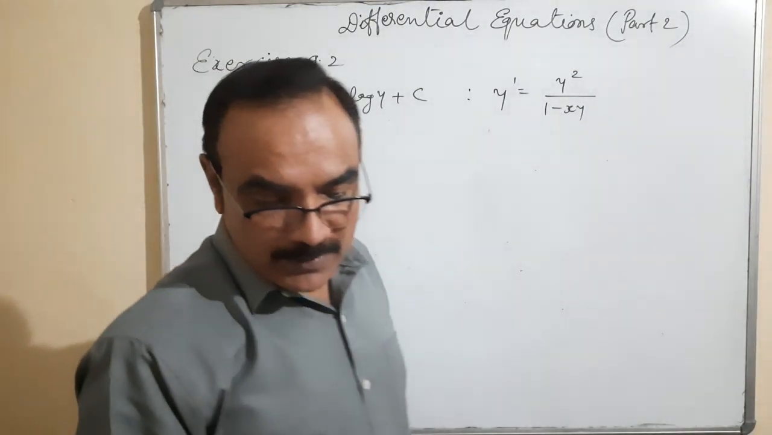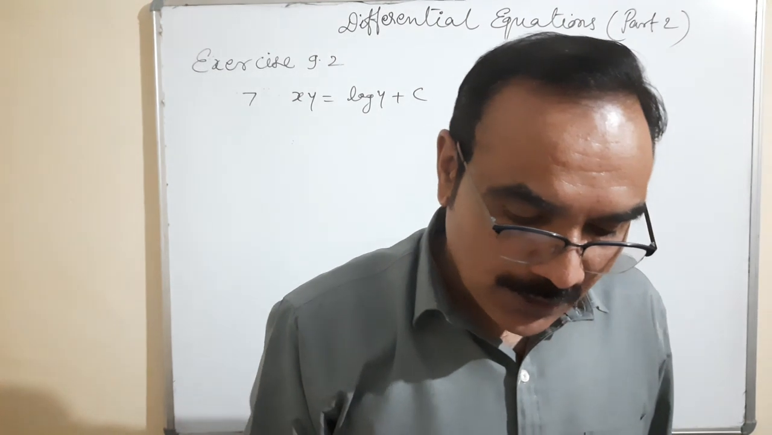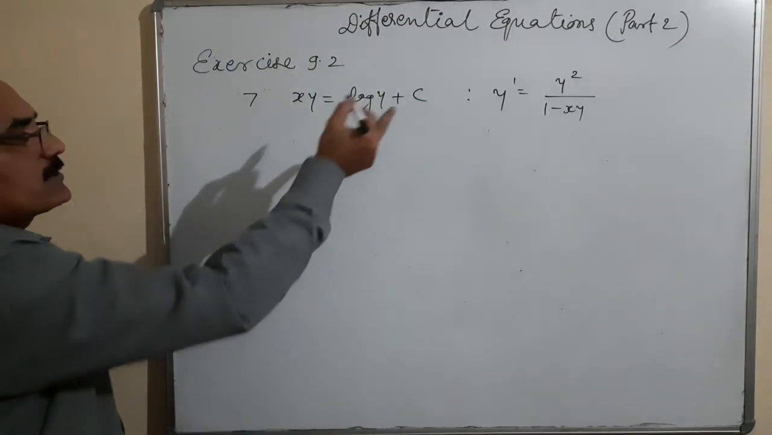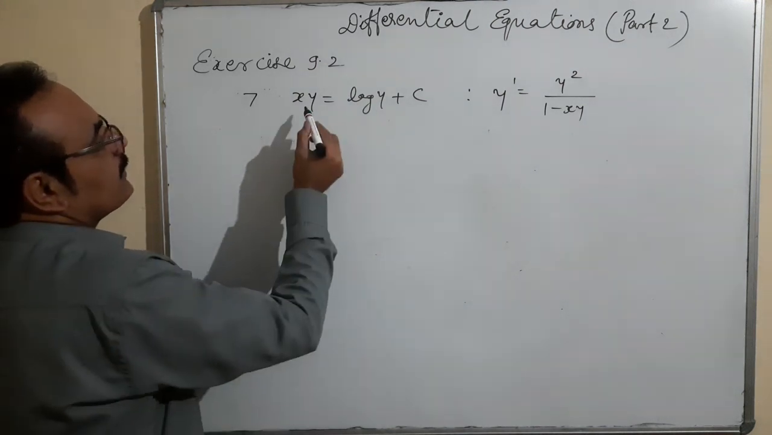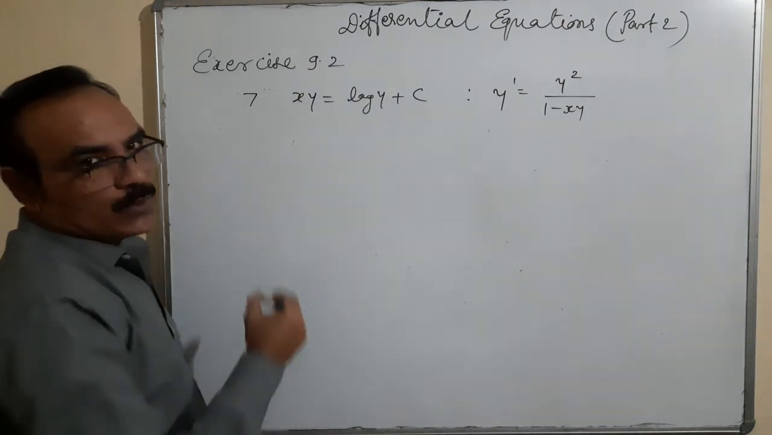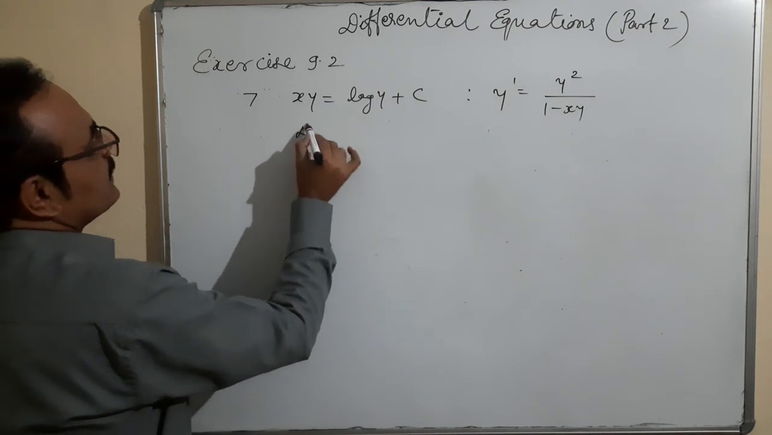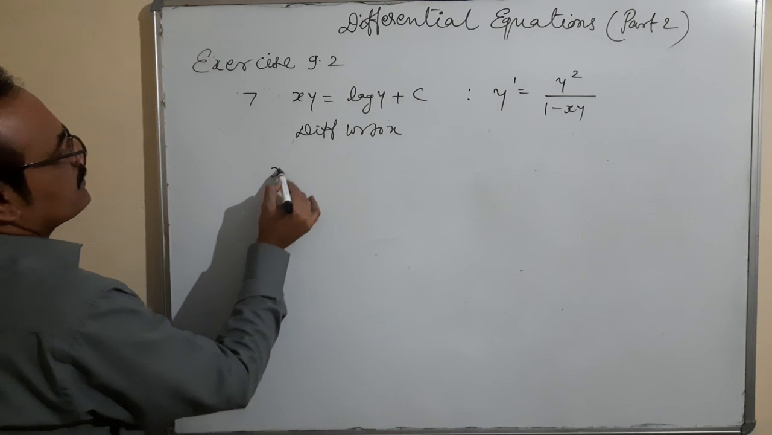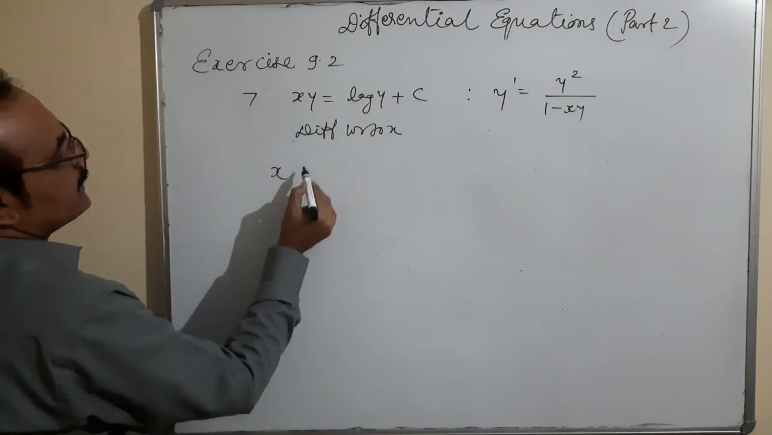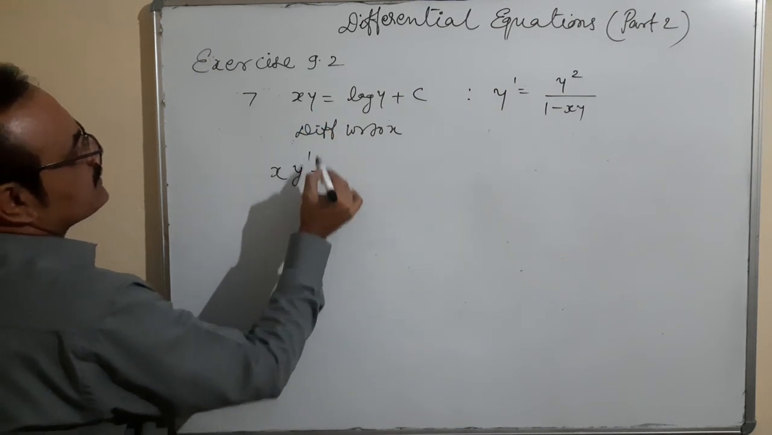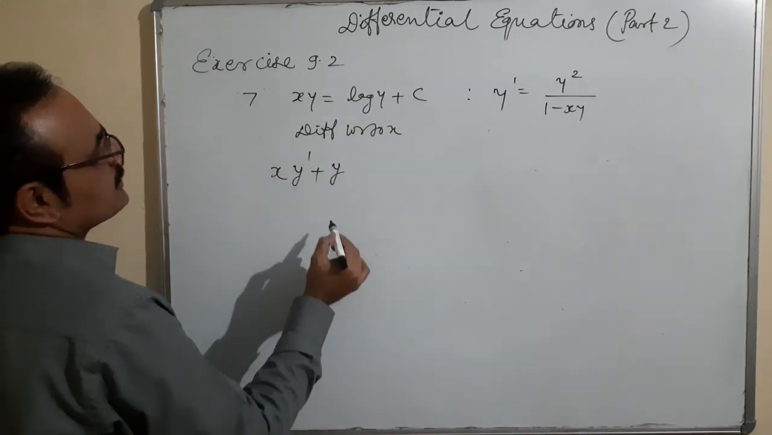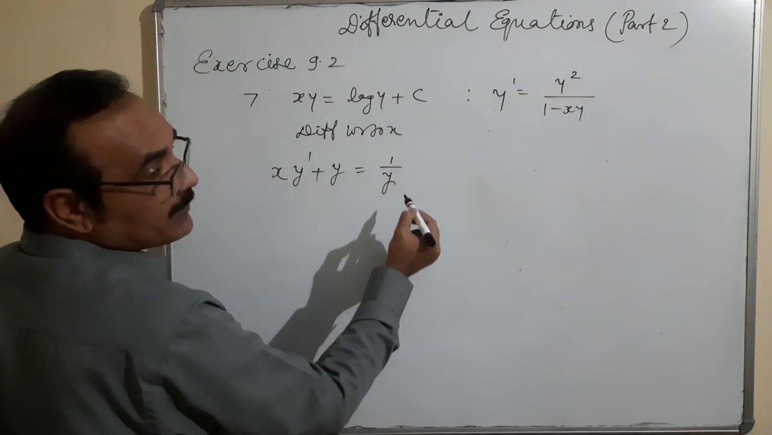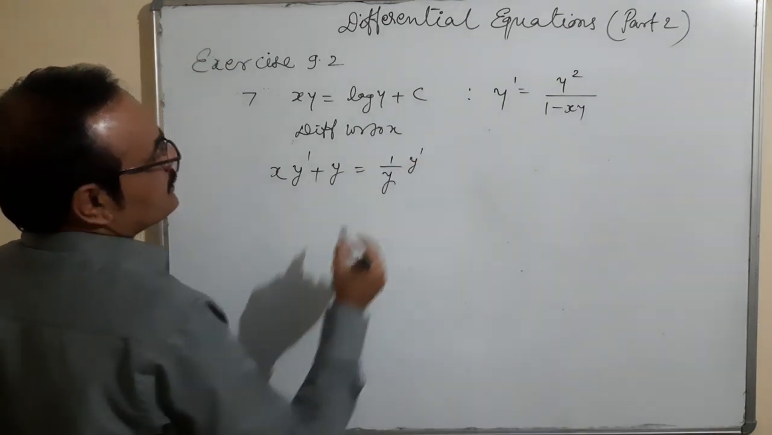xy is equal to log y plus c. Y dash is equal to y square upon 1 minus xy. We are going to verify. Once our first derivative is required, okay, this is implicit function x into y. So differentiate with respect to x. First function, differentiation of second function. So I write here y dash plus second function y, differentiation of x is 1, is equal to log y, 1 upon y dy by dx, y dash.